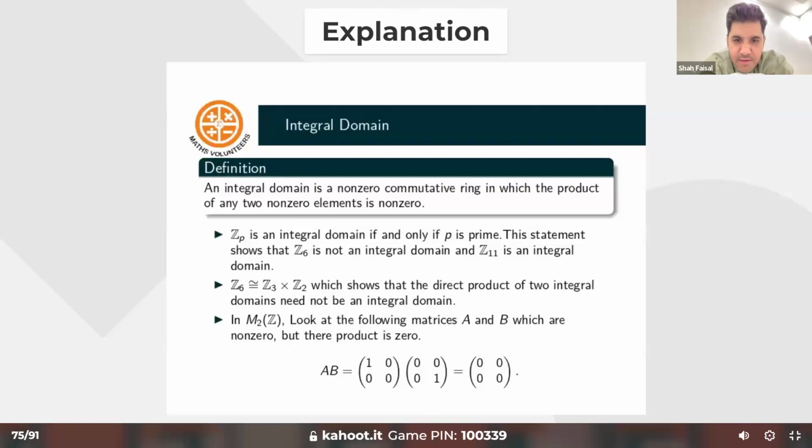And for Z6, you can just find 3 times 2 equals 0, and 3 and 2 are not 0. So that's not the correct option. And similarly, you can construct two matrices as you see in the picture, which would multiply to 0, even though both the matrices are non-zero. So the correct option is Z11.